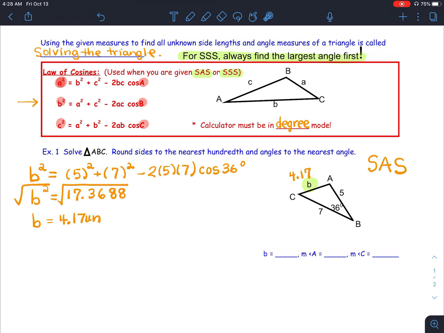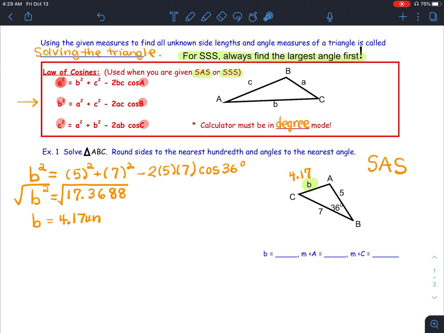So I can tell by looking at this triangle that the largest angle is actually angle A. Okay, that's how I know. Now, I'm not basing that on how the angle looks. I'm basing it by looking at what my three side lengths are. The biggest side will always be opposite the biggest angle. So I want to continue to use the law of cosines until I have found the largest angle.